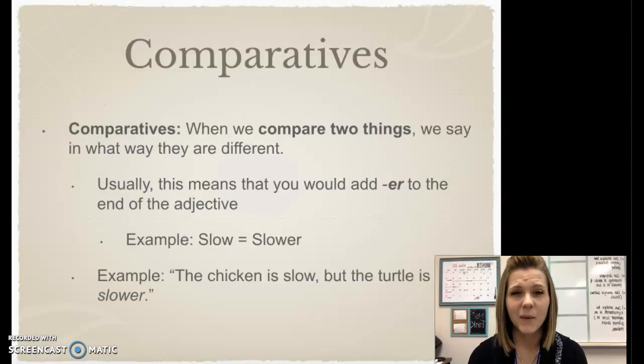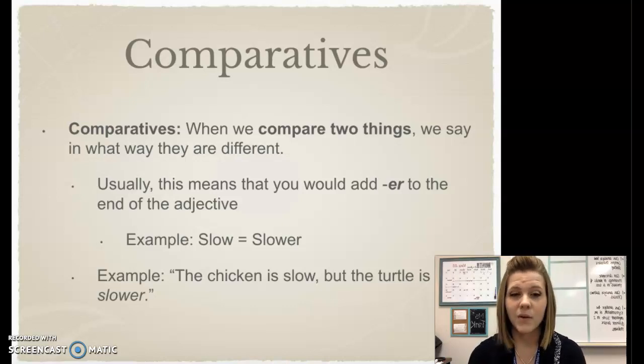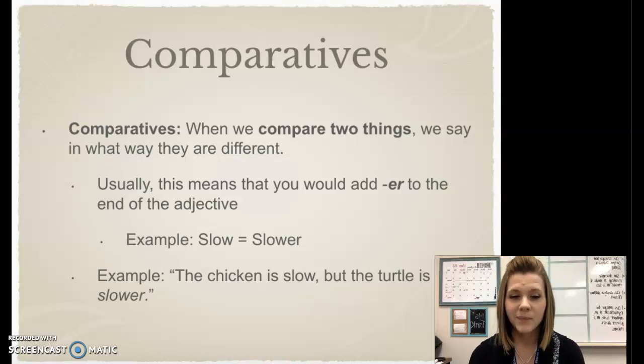So first, let's talk about comparatives. When we are comparing two things, we're talking about how they're different. So usually, to make this comparison, we would add er to the end of the adjective. An example of this, slow would become slower if we're comparing two items. We see this in the example. The chicken is slow, but the turtle is slower. In this example, we're comparing two items, the chicken and the turtle. Because there's only two items, that adjective becomes slower.